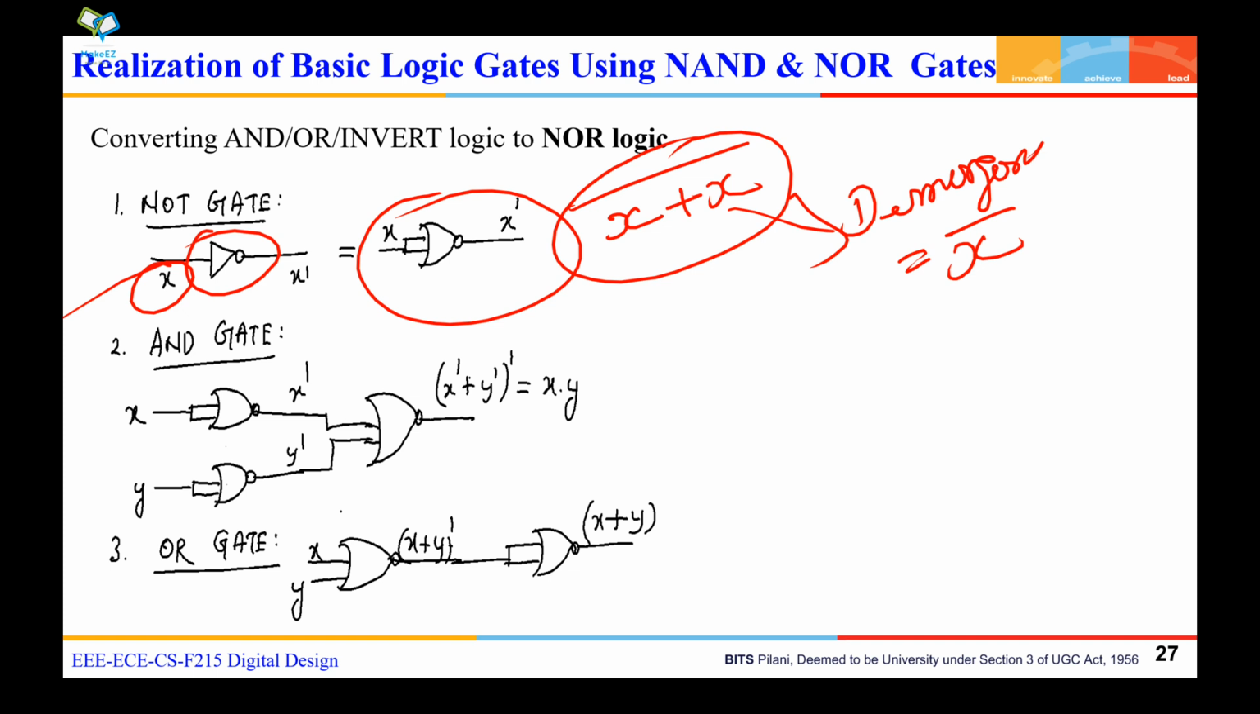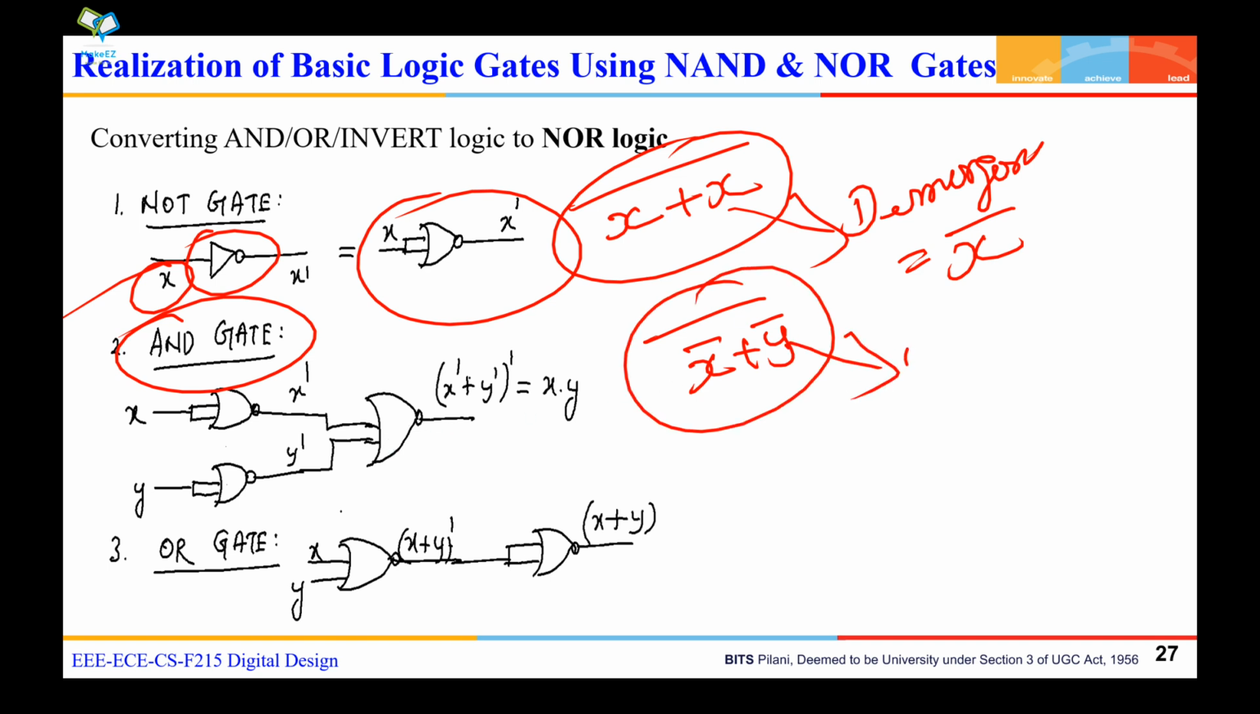Okay. Similarly, AND implementation using NOR gate, and you can see what you get here is x bar, y bar. So what you get is x bar plus y bar whole bar, right? X bar plus y bar whole bar, and here also using De Morgan's theorem you can easily prove it to be x into y.